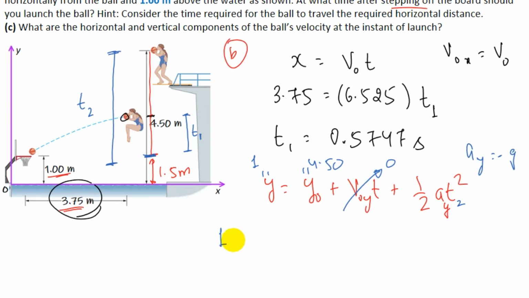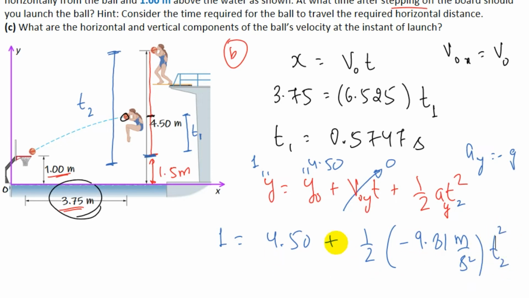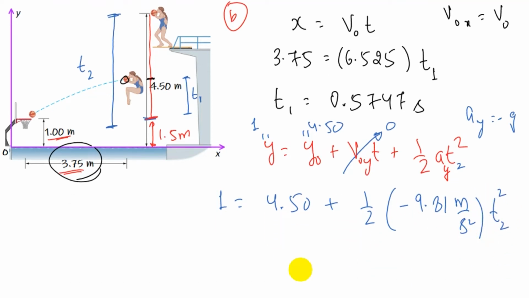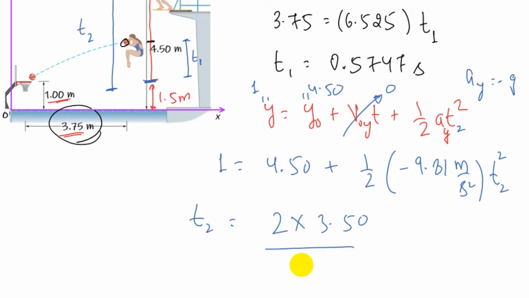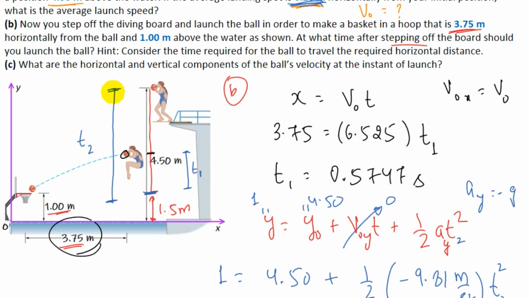So this is 1 is equal to 4.50 plus 1 over 2, ay is minus g, so minus 9.81 meter per second squared multiplied by t2 square. So from here we can easily find the value of t2. So t2 would be equal to the square root of 2 times 3.50 divided by 9.81. So this would be equal to 0.8447 seconds.